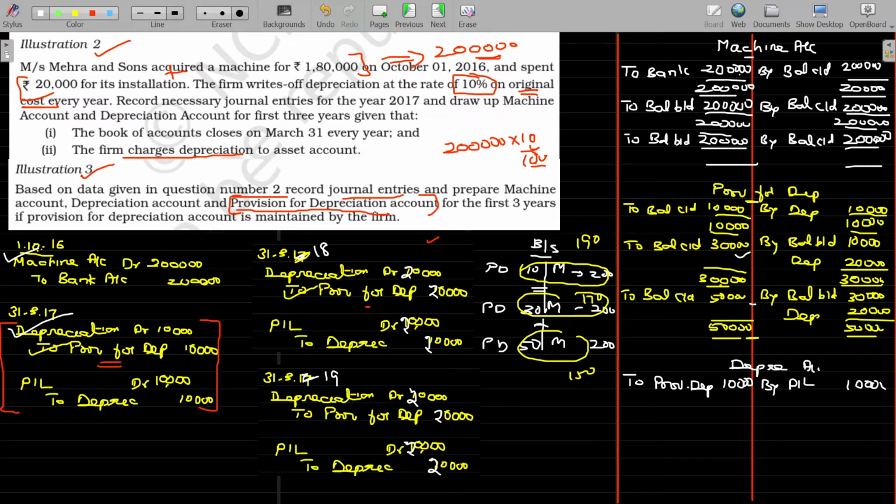First year over. Second year, repeat the same. To provision for depreciation 20. Depreciation is a nominal account. We don't have the balance at all. Whatever the balance we have will be transferable to the P&L account. And the last year, the third year as per our illustration requirement, provision for depreciation 20, by P&L account 20, it gets closed. Is that okay?